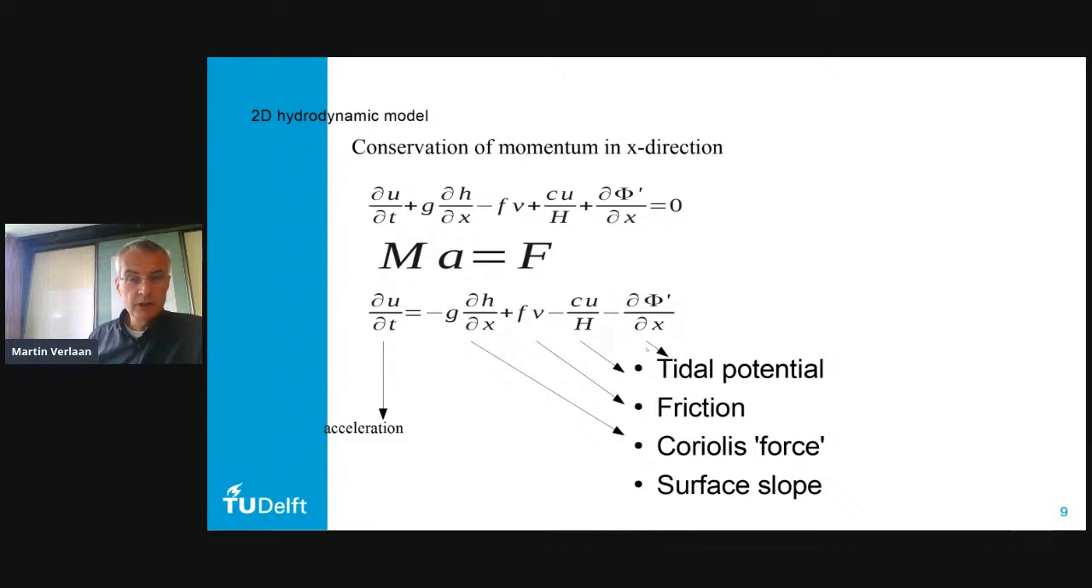The main forces that we're looking at are tidal potential, so that's actually just the gravity force of the moon and the sun pulling at the ocean water. We have Coriolis force, so the rotation of our planet. We have friction forces related to turbulence, and we have pressure gradients that are caused by the slope of the sea surface.